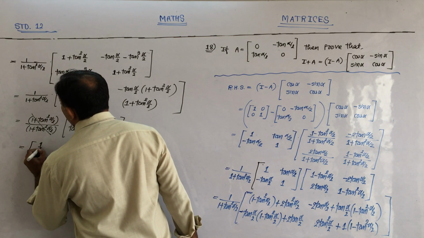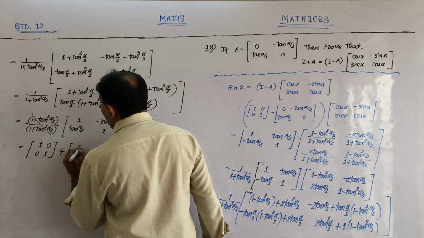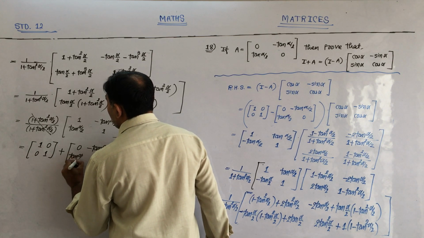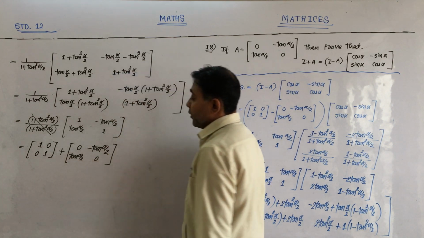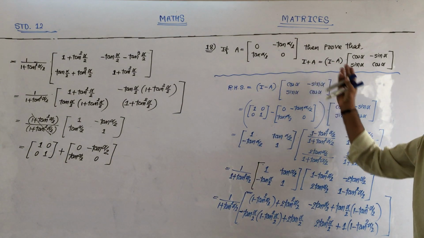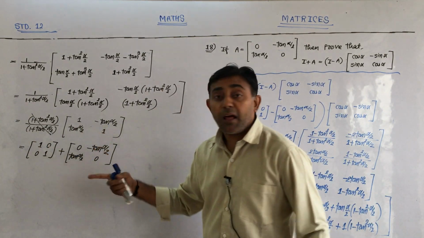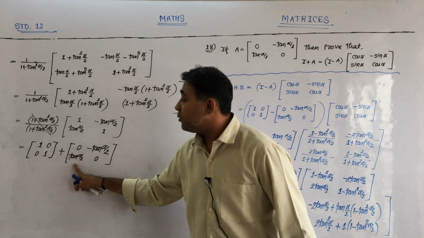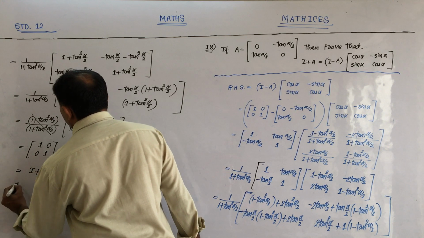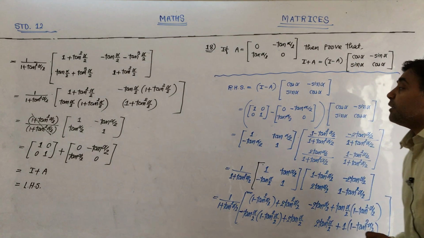I can write it as 1 0 0 1 plus 0 minus tan alpha by 2, tan alpha by 2 and 0 also. See here I can write. Why do I write this? Because now this is the LHS. See, I plus A. Add 1 plus 0, 1, 0, minus tan alpha by 2, tan alpha by 2 plus 0 is this, and so it is I plus A, and this is actually our LHS. So we prove RHS equals LHS in this example.